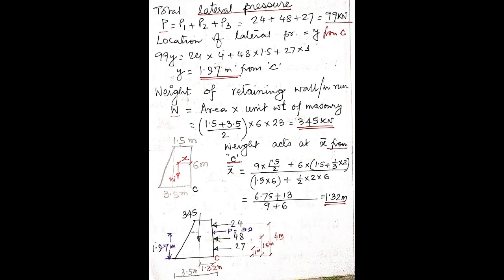6 multiplied by what will be the x2? That will be 1.5 meter plus 1/3 of 2, divided by A1 plus A2. So this gives us the x bar as 1.32 meter. So the weight acts at a distance of 1.32 meter from C.